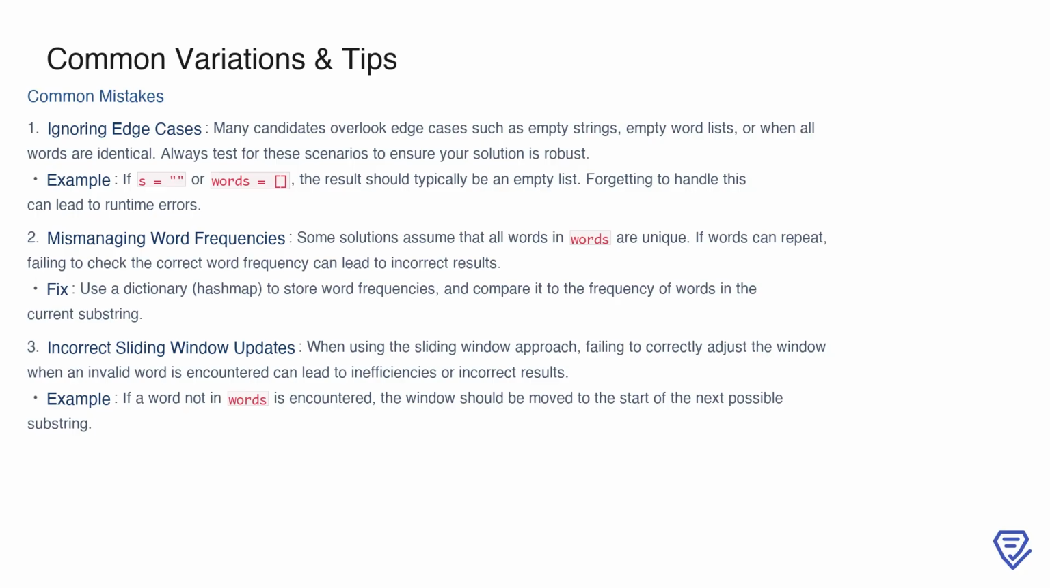Finally, incorrect updates in the sliding window approach can cause inefficiencies or errors. For instance, when you encounter a word not in the words list, you need to move the window to the start of the next possible substring. Failing to do this can result in unnecessary processing or invalid results.